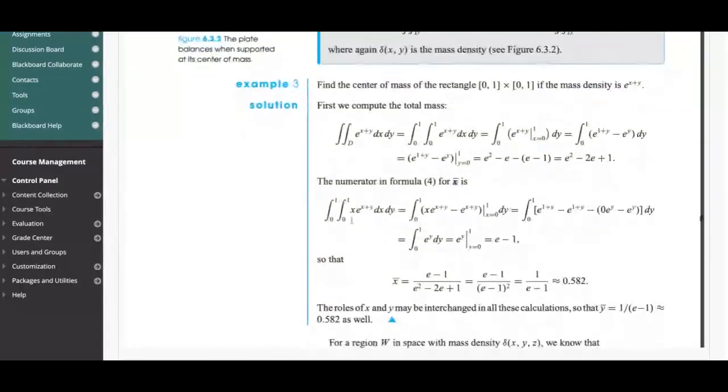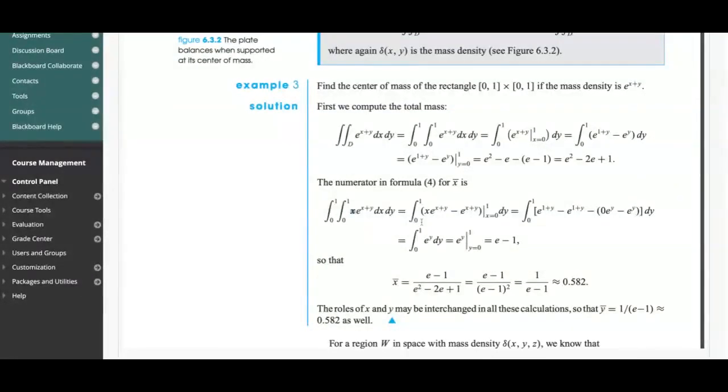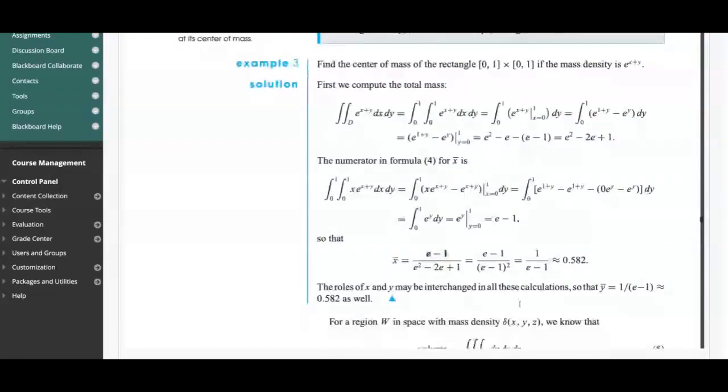Find X bar. So we multiply. Yes, any questions? For X bar, we put X in the integrand. Well, then the integration will be a little bit different. But after we integrate, we get E minus 1. So X bar equals E minus 1 divided by E minus 1 squared, which is 1 over E minus 1.